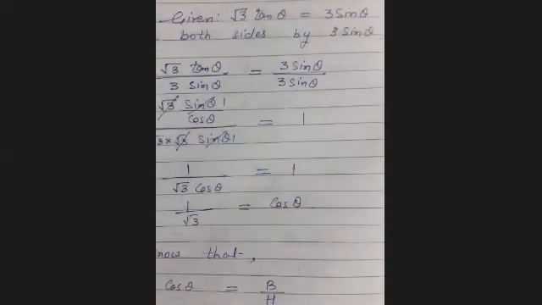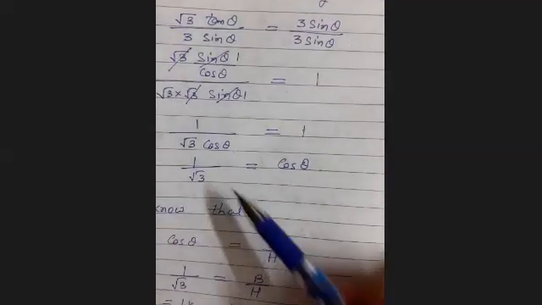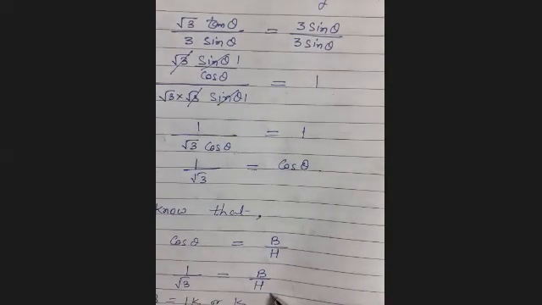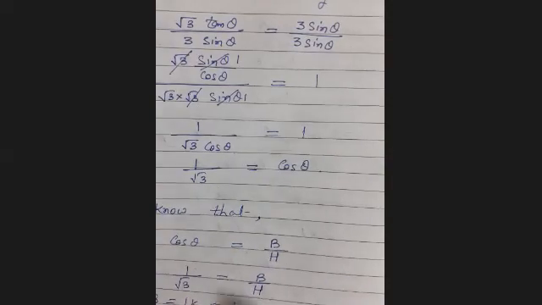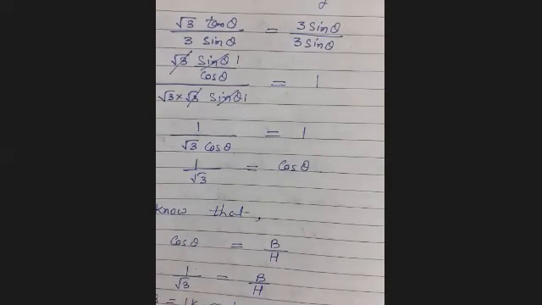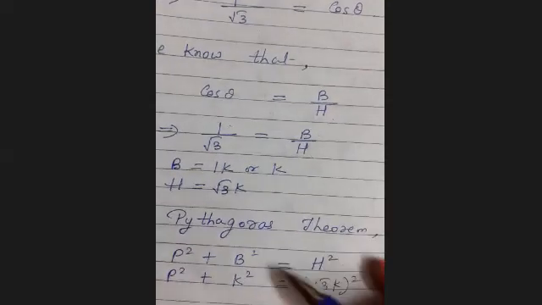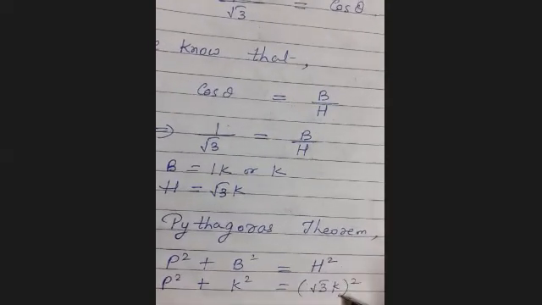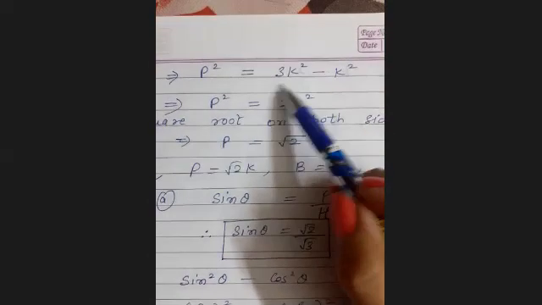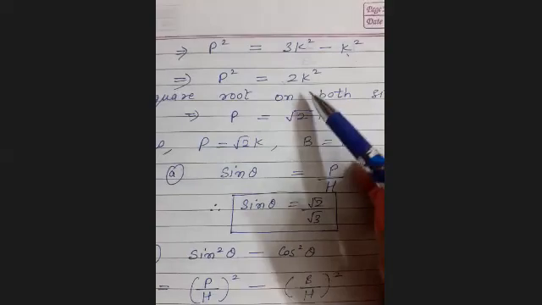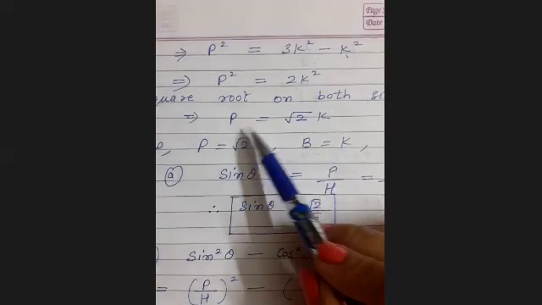As we know, cos theta is base upon hypotenuse, and it means 1 upon root 3 is base upon hypotenuse. B is 1K, and H is root 3K because they are in the ratio. And by Pythagoras theorem, we can find out perpendicular. You can see here, P square plus B square equals H square. Already you know, value of B is K and H is root 3K. By squaring and replacing, P square equals 3K square minus K square. By subtracting both of them, we are getting 2K square. Square root on both the sides. By taking square root, we are getting P, which is root 2K.